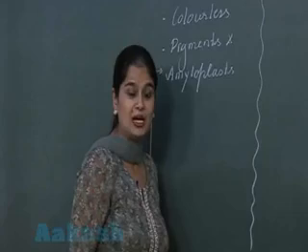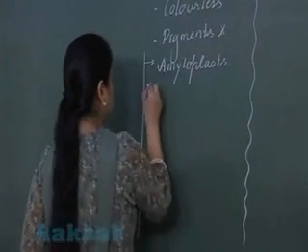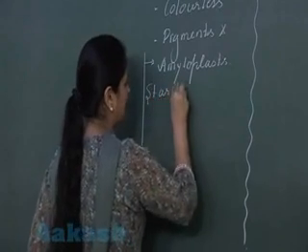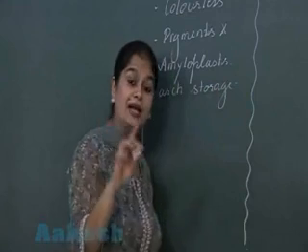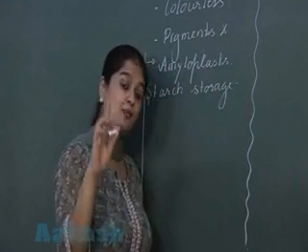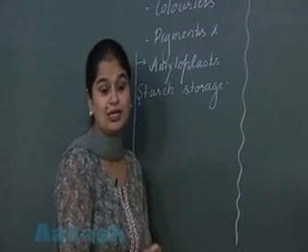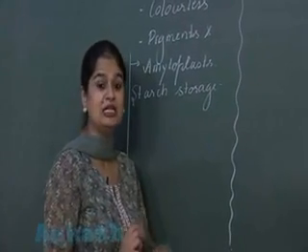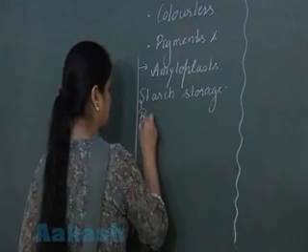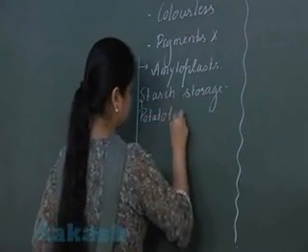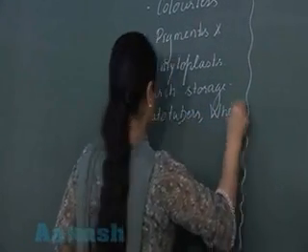Now the amyloplasts are involved in the storage of starch, right? Now the amyloplasts are present in the potato tuber. Potato tuber has starch storage. Along with that, they are also present in the wheat grains, right? So one example we will write here, that is potato tubers. Another one is wheat grains.